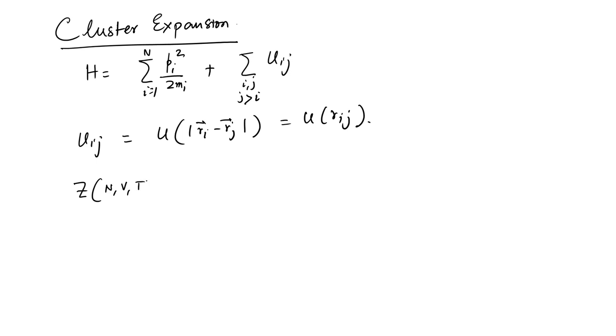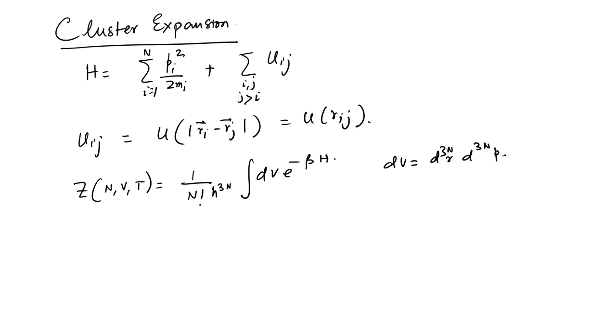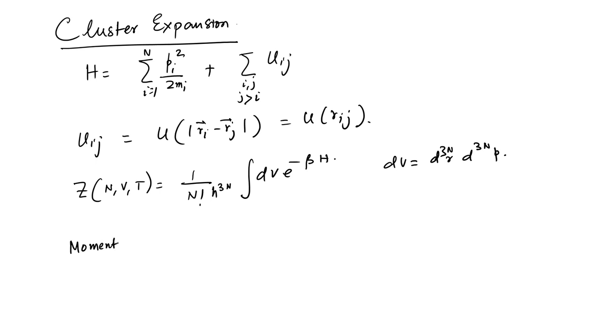So the canonical partition function is written as 1 by N factorial h to the power 3N, and we have this volume integral and exponential of minus beta H. The volume integral is nothing but the integral over the phase space over all those 3N coordinates. The momentum integral is easy to calculate because the interaction term does not involve any momentum. It only depends upon the positional or configurational coordinates, and the only place where momentum comes in is the kinetic energy, so that is a Gaussian integral that one can do. So the momentum integral, this is just a revision of what we have learnt earlier.